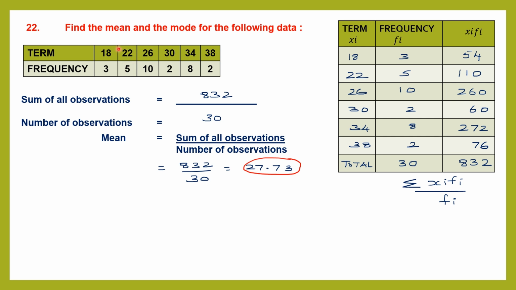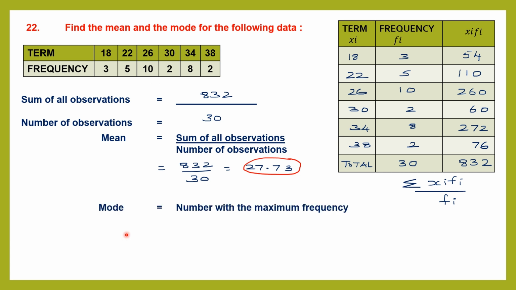Now that means 22 is coming more than 18, isn't it? 5 times. Now look at the frequency and look at the highest number there. Highest number is 10. And which is the term for 10? 26. That means 26 has been repeated 10 times. So what do we do here?